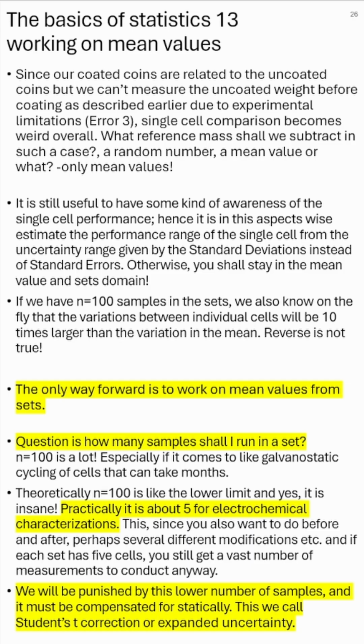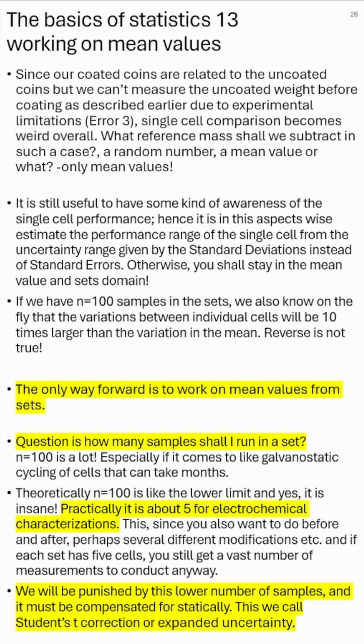So practically, in testing the capacity of coin cells, 5 is like the acceptable number that you can manage from a practical perspective. And this is because you also want to do before and after, that means 5 coins for a before measurement test, 5 coins for an after measurement test, then you suddenly have 10 coins to test, and most likely you want to have different types of modification as well. So these 5 coins tend to multiply anyway to a big bunch of coins.